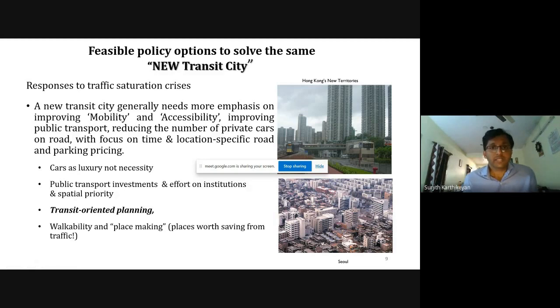So the first policy option could be the transit city. What is a transit city? A transit city generally places more emphasis on improving mobility and accessibility, improving public transport, reducing the number of private cars on the road, with focus on time and location specific road and parking pricing. So this is followed in almost all the transit cities like Singapore, Hong Kong, Switzerland, and a few other countries. They give more importance to reducing private cars on the road and making services available in a particular area.